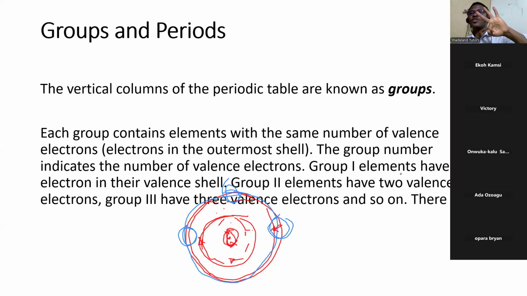Hello? I hope everybody understands. That's why I'm saying you should unmute your microphone so that you can speak if you do not understand. Okay? 3 electrons in the valence shell means that that element is in group 3. It's as simple as that. That's what the groups will do for you.